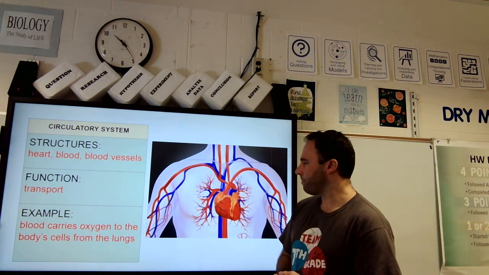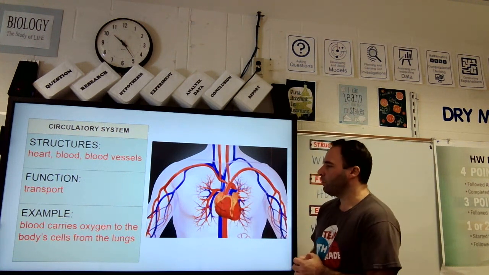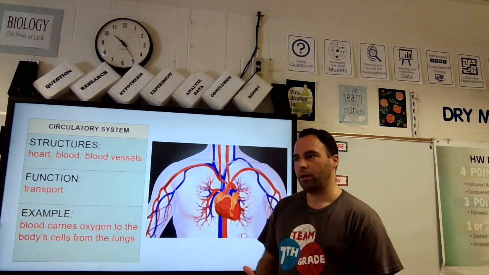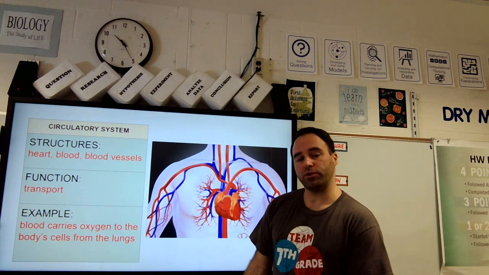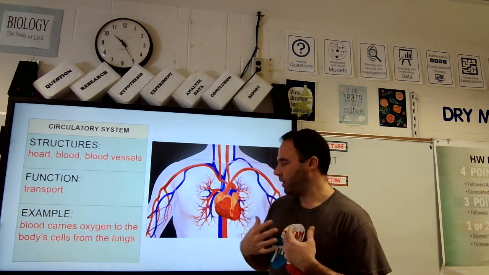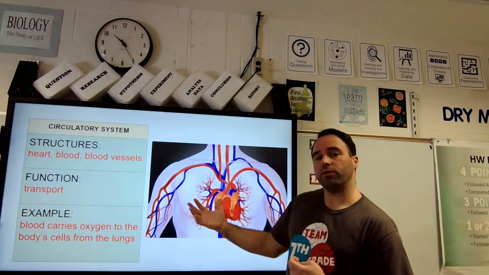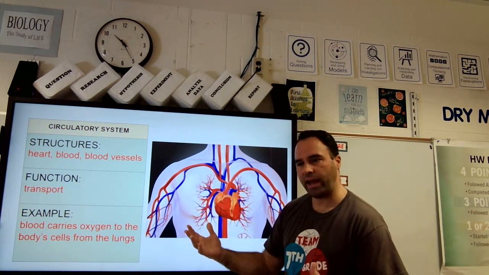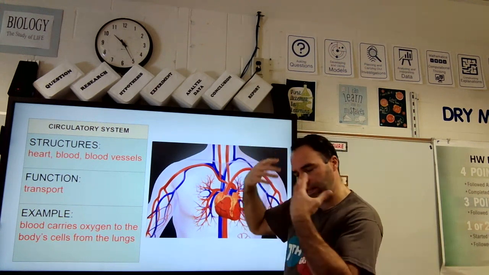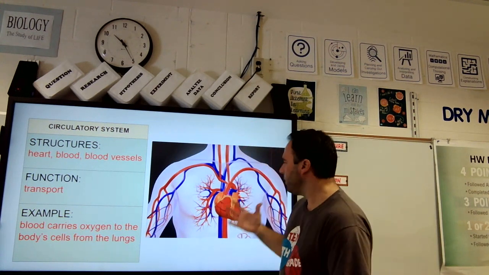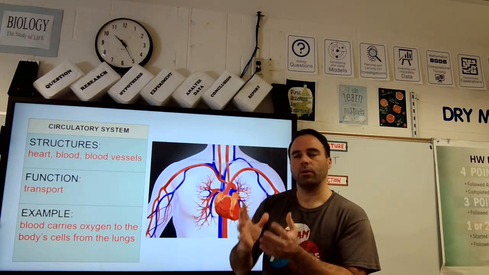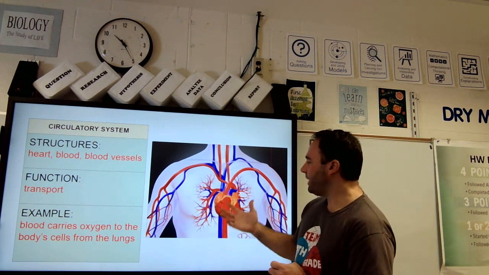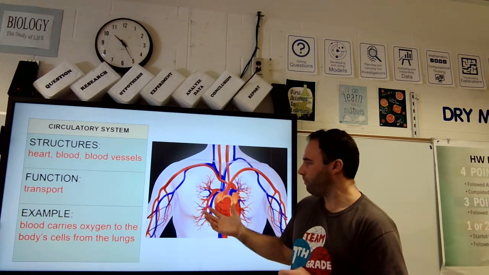Another example would be the blood carrying carbon dioxide, a waste gas, from areas like our feet, which are really far away from our lungs, carries it up to the lungs so that we can then breathe out that waste gas. Same thing with our hands, our head. All those waste gases from all of our cells throughout our body get transported to the lungs where they can finally exit the body.